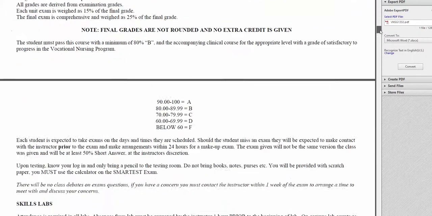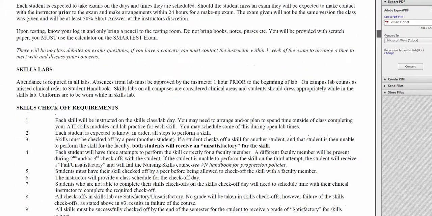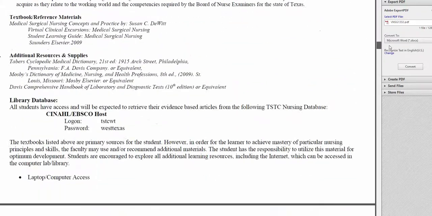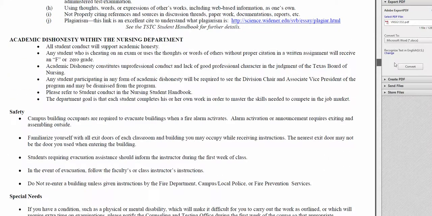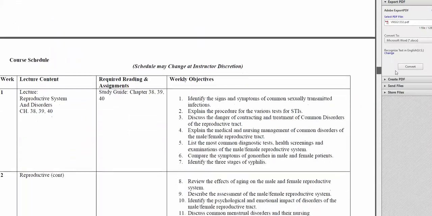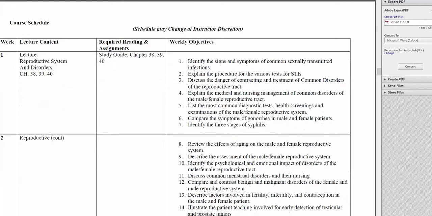So now let me show you the actual objectives for each class, and that's what you were doing. If you look at what she did, she had each week identified with a clinical focus. The first week is reproductive system and disorders. And here we have the weekly learner objectives.